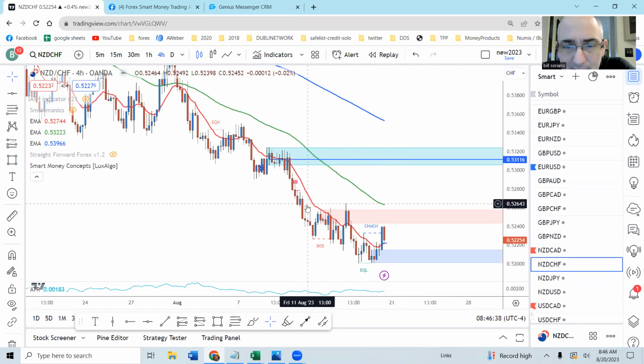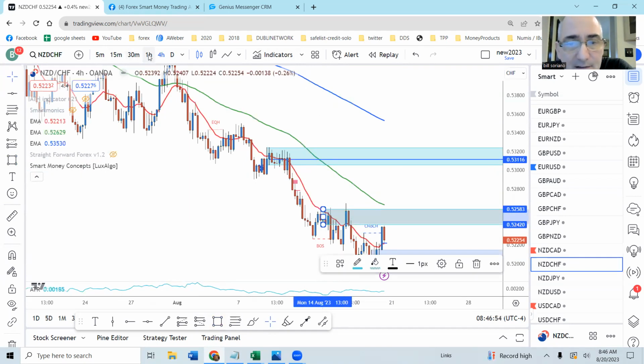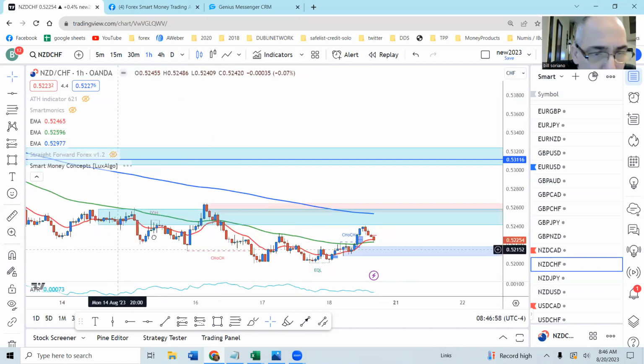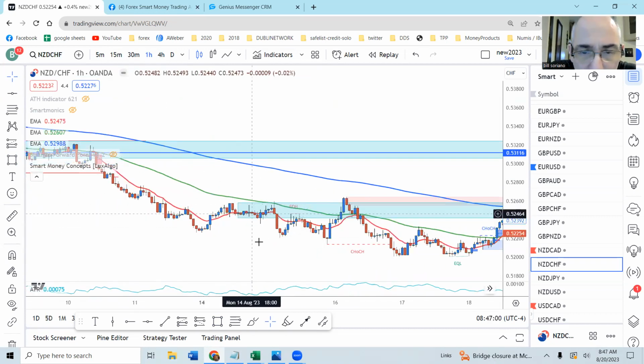And actually here, that area was already hit. So let's see if we can find something on the 1-hour chart here. If we just highlight this, drop down to the 1-hour, there's nothing I like on the 1-hour either.